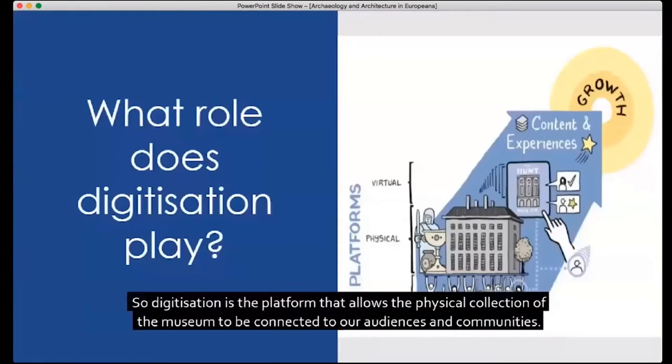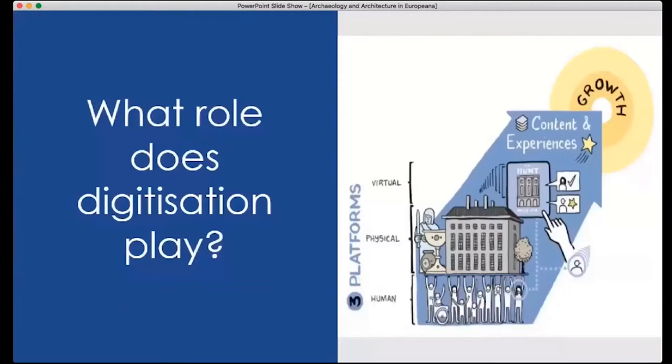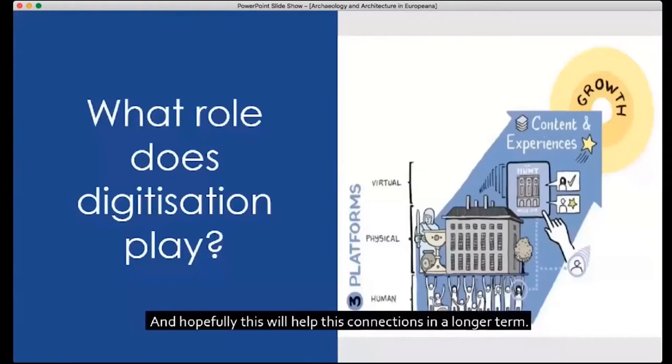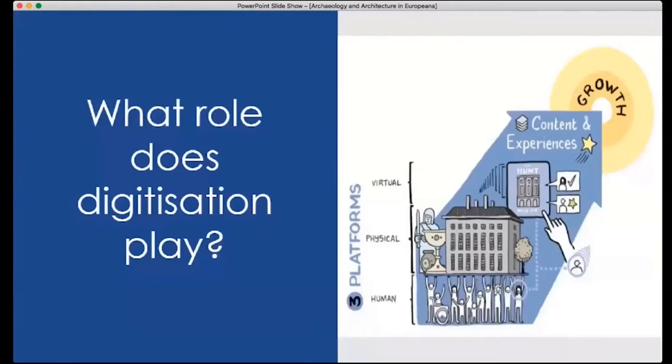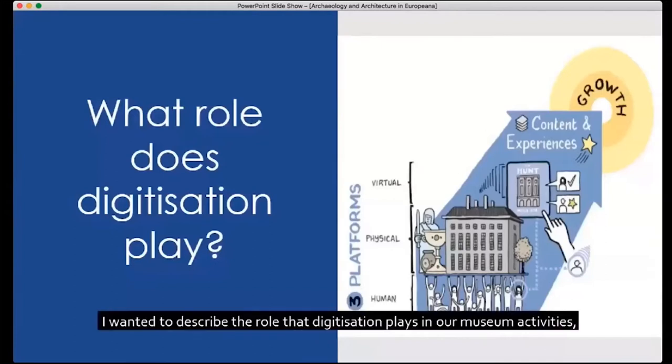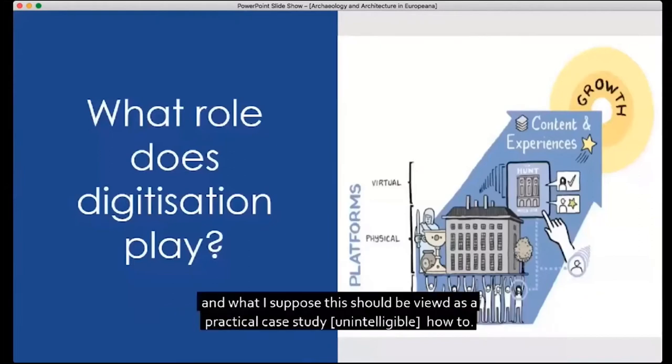So digitization is the platform that allows the physical collections of the museum to be connected to our audiences and communities. And hopefully this will help this connection in the longer term. So I wanted to describe the role that digitization plays in our museum activities. But I suppose this should be viewed as a practical case study rather than a kind of a how-to.